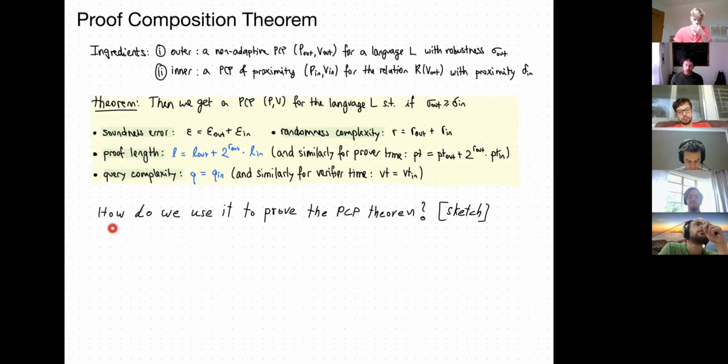So the next thing is I'm going to show you how we use this composition theorem to prove the PCP theorem. But I see that there are some questions, so let me skim over the chat.